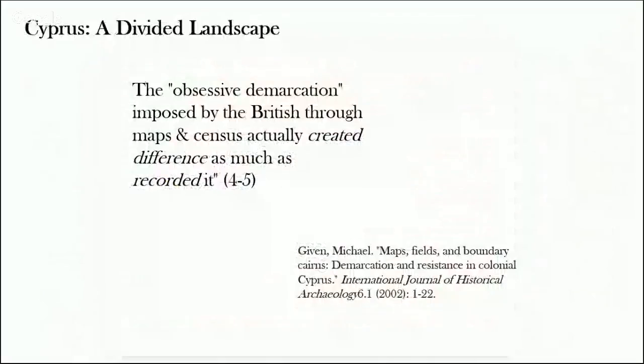And the archaeologist Michael Gibbon, who has looked in detail at the history of the mapping of Cyprus, talks of the obsessive demarcation imposed by the British through maps and census, which created difference as well as recording it. The naming of places really matters. It is very powerful. The power to name places or to name anything is extremely fundamental to most other kinds of power, it might be argued.